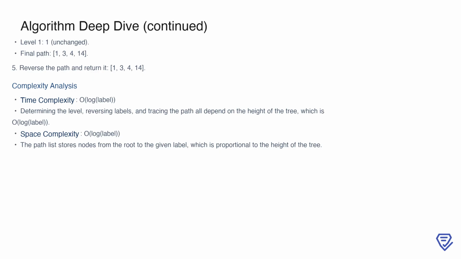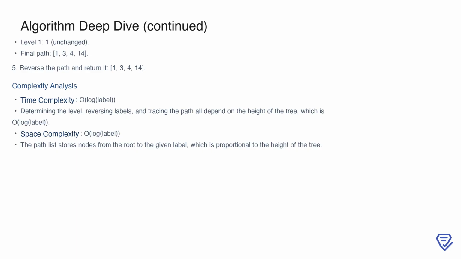Now, we reapply the zigzag labeling to the path. For level 4, the reversed label 9 is converted back to 14. Level 3 remains unchanged, so 4 stays as 4. For level 2, the label 2 is reversed to 3. Level 1 is the root and remains unchanged as 1. This gives a final path of 1, 3, 4, 14. After reversing the path to get it in root to node order, we return 1, 3, 4, 14.